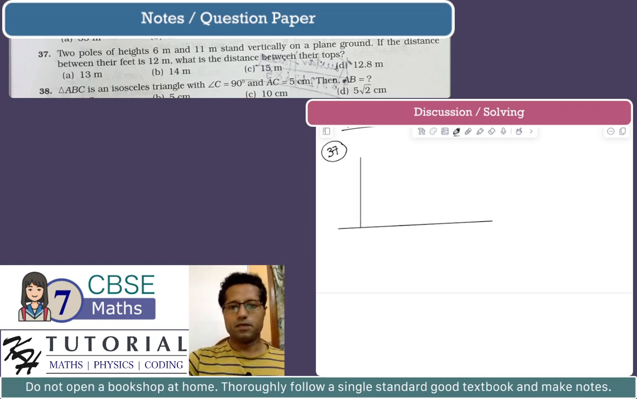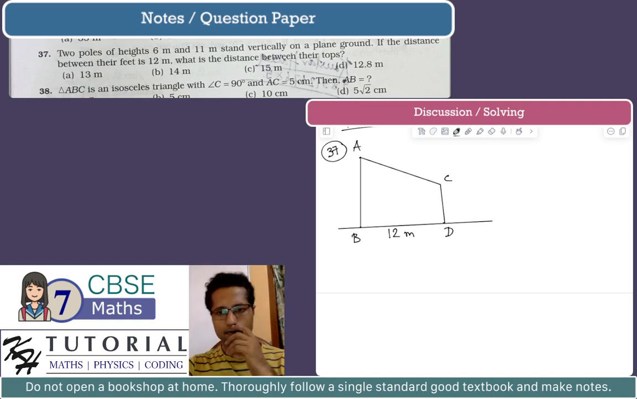Let's say this pole has a larger height. Let's say this be pole AB, and the shorter pole CD. Now, if the distance between their feet is 12 meter, so BD, the distance between their feet, is given to be 12 meter. What is the distance between the tops? The distance between the tops is AC.